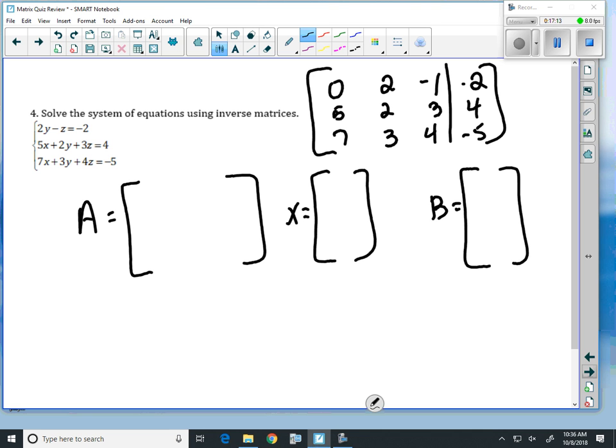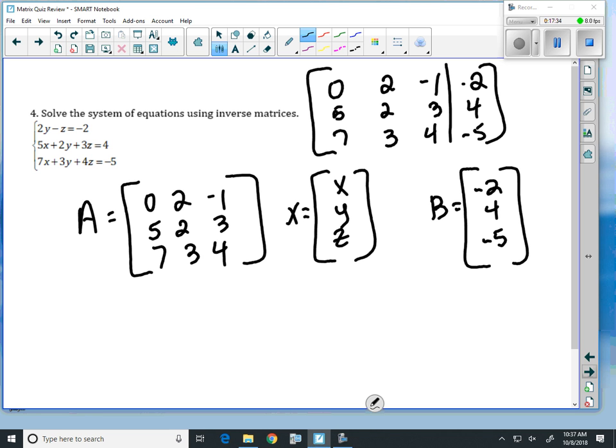Okay, so A is just going to be everything on the left-hand side of the equal sign. And then if we look at our original system, we have X, Y, and Z. So that's what goes in here. And then on the right-hand side of the equal sign are our negative 2, our 4, and our negative 5. Okay, now we're going to go into our calculator and enter these into the matrix feature in our calculator. So go ahead and pull that up.